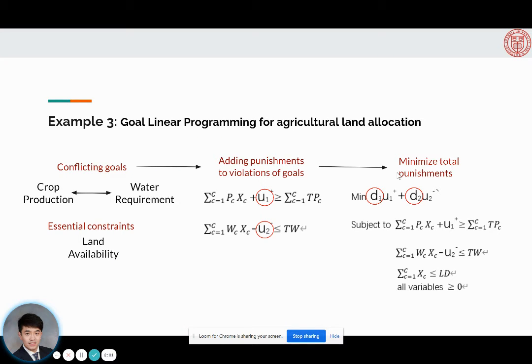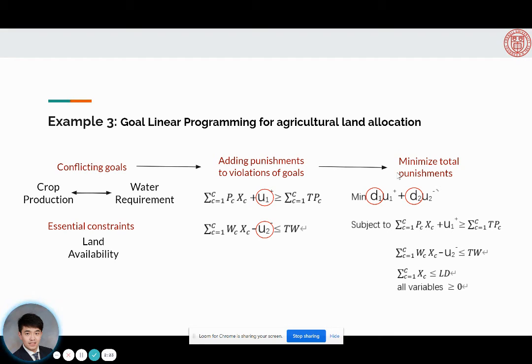Finally, let's look at an application of an extension to LP. GLP deals with the conflicting goals which are common in agriculture. GLP stands for goal linear programming. For example, crop production and water requirement. You want to increase production, but there's a limited available amount of local water. You also have essential constraints that simply cannot be violated, such as land availability.